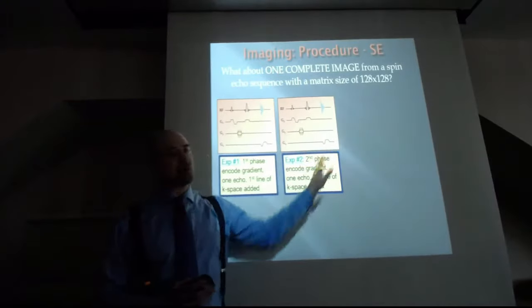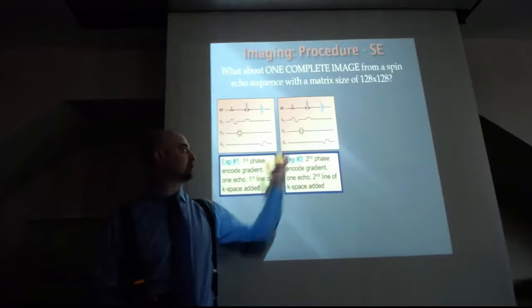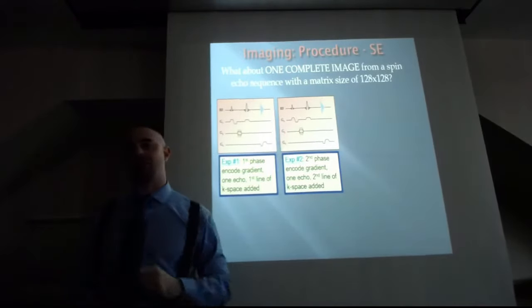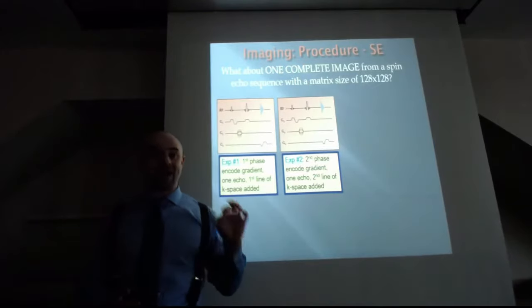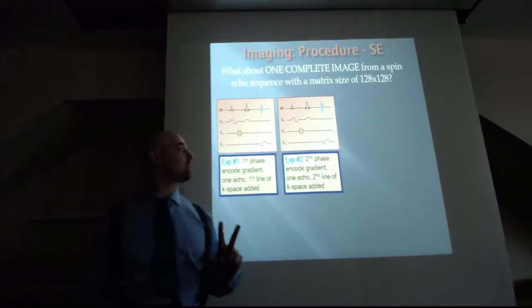The last part of the sequence is performed operationally the same. So you still collect an echo. Now that echo is going to be distinct because your phase encode gradient was different. So that's going to give you your second line. That's the second line of k-space. All right.